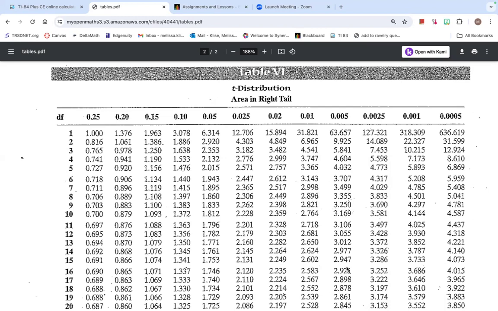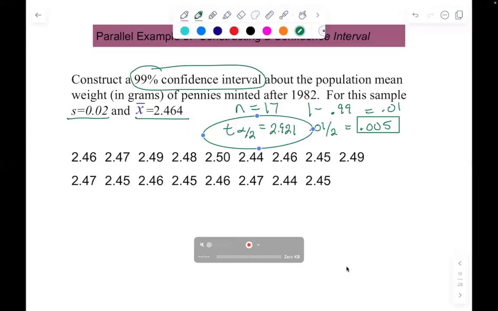Writing it down, just give me a second here. All right, go back here. Okay, so I have my critical value. That's what that is. Critical value.